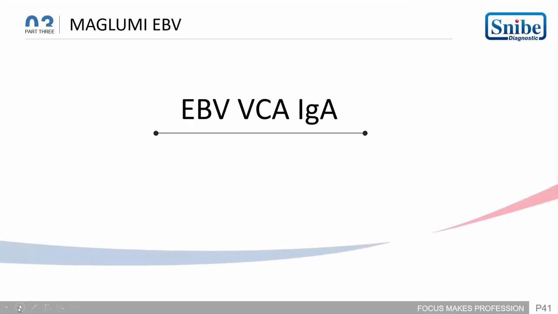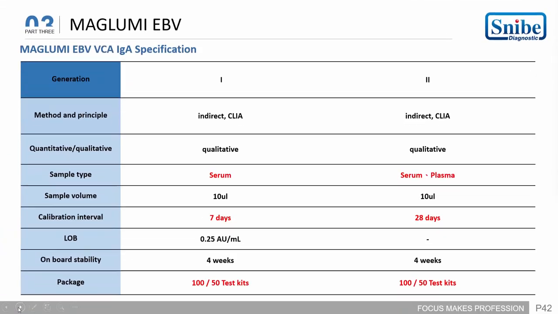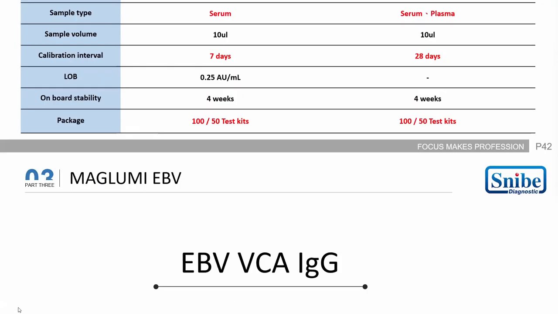If we talk about EBV VCA IgA, we also have a first generation and a second generation. You can see that both are qualitative analysis, and both recommend serum and plasma, with a 28-day calibration interval and an onboard stability recommendation of 1 month. Package sizes of 50 tests and 100 tests are available.